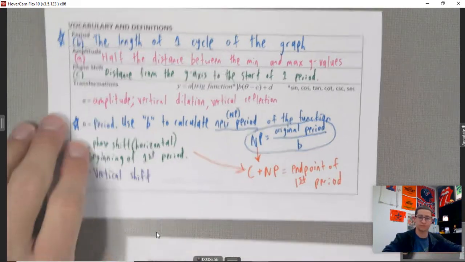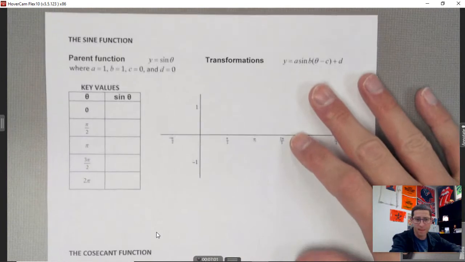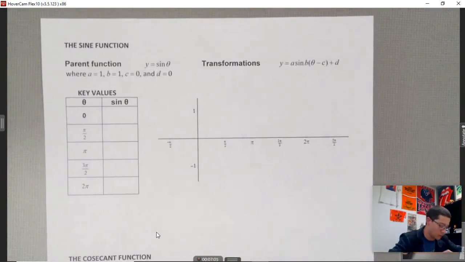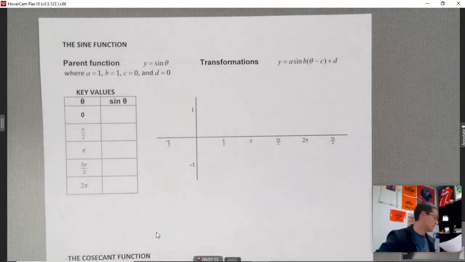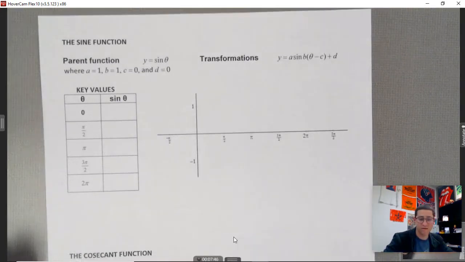So here's sine. We're going to refer back to this, so make sure you keep that. Let's go ahead and start with the table, and let's use our unit circle for this, just to get a good, solid visual. All right, found my unit circle.